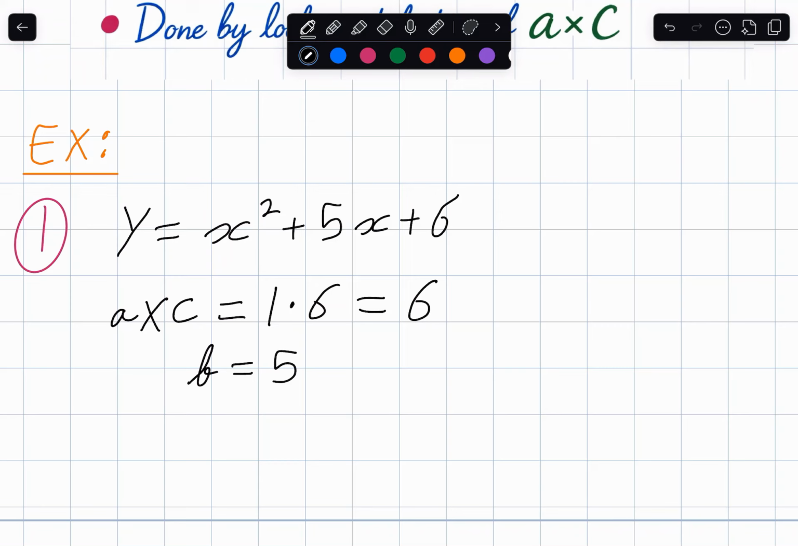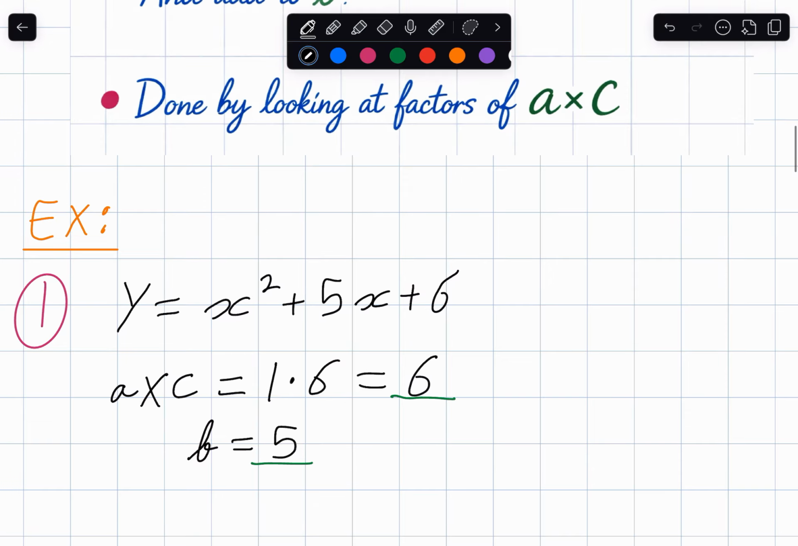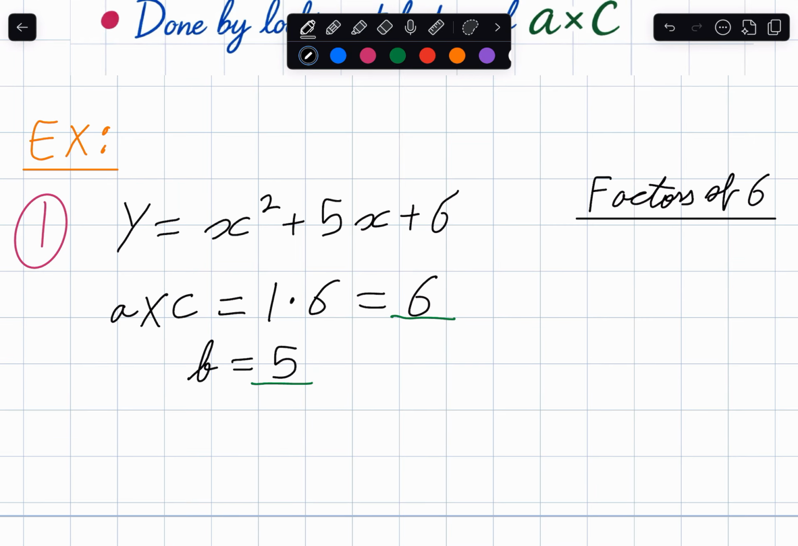And so we need to find two numbers that multiply to 6 and add up to 5 at the same time. How can we find these two numbers? From the last step, we can achieve this by looking at the factors of AC. What are the factors of 6? They're simply 1, 2, 3, and 6. So what two numbers can multiply to 6? All possible combinations: we have 1 times 6, and 2 times 3, and that's it.